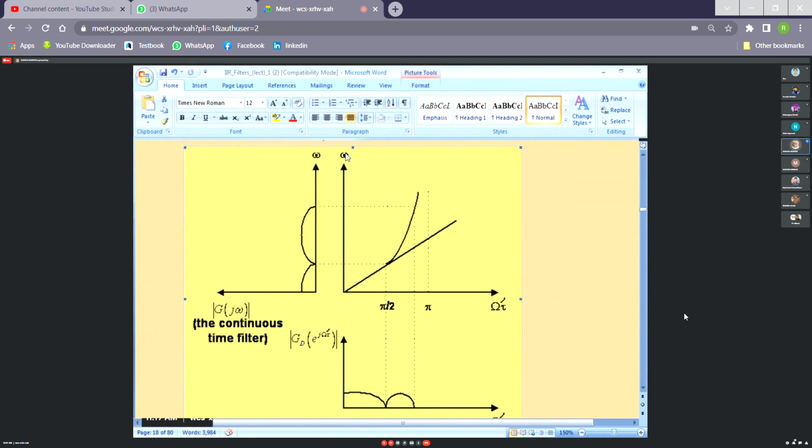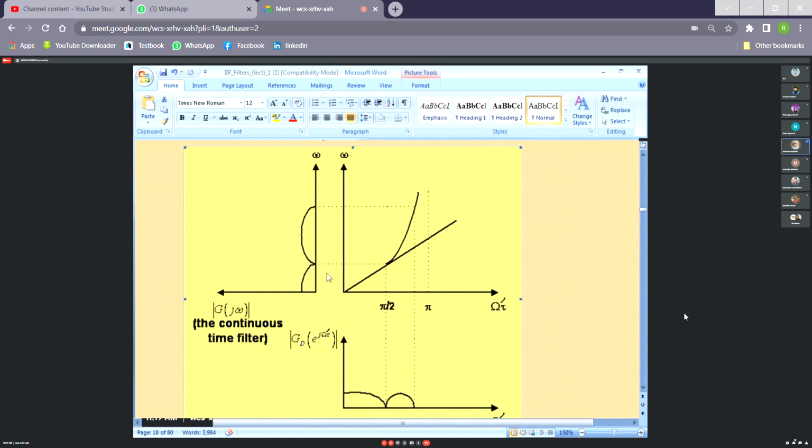So in the next figure, I have drawn here, the y-axis is small omega and the x-axis is capital omega prime tau. As you can see, for low frequencies it's almost linear, and distortion becomes more and more severe as capital omega prime tau approaches pi units, and small omega tends to plus infinity as capital omega prime tau tends to pi.